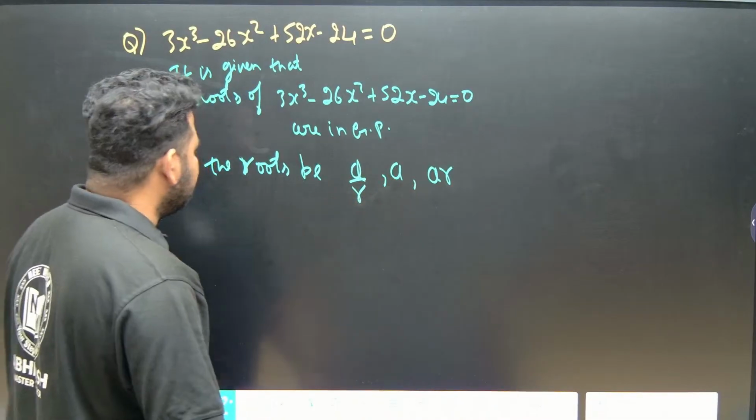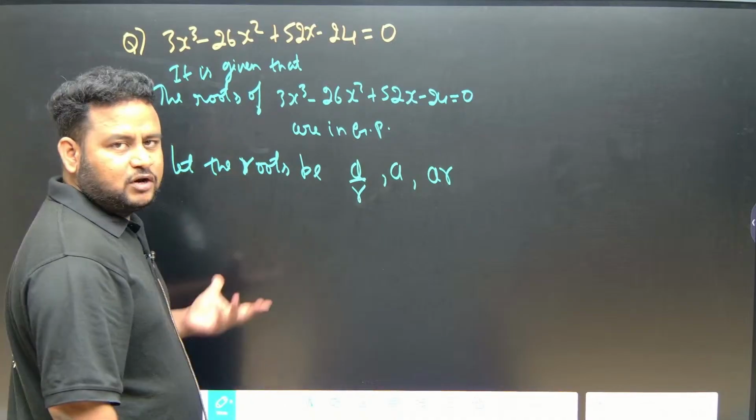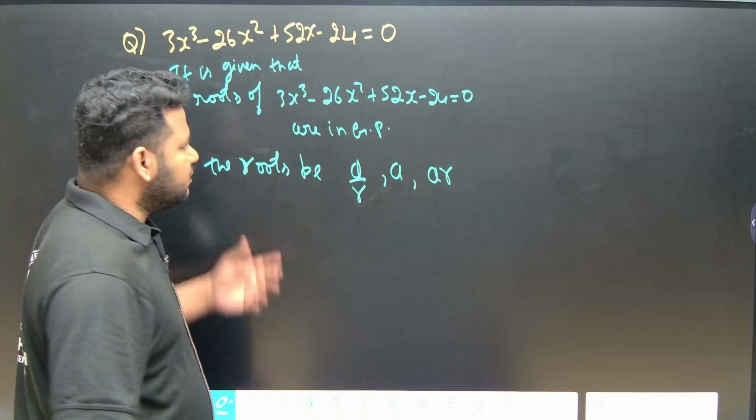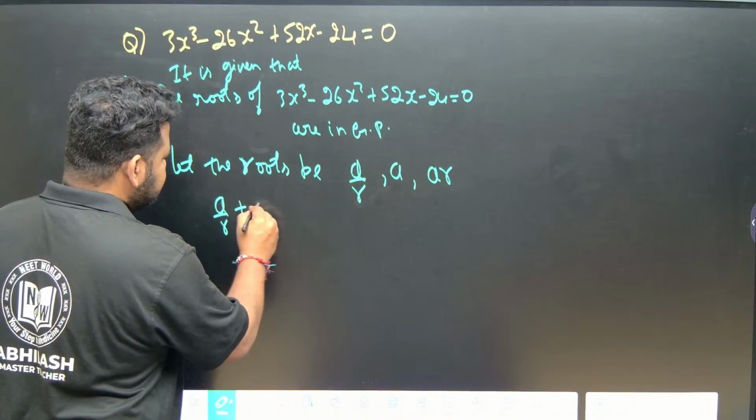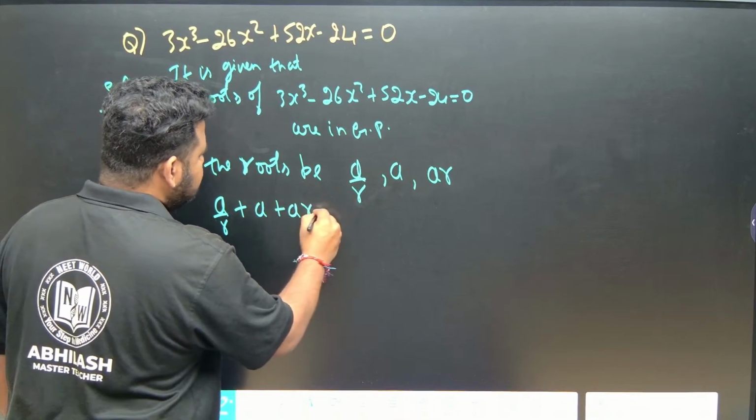Now what we will do? Like the polynomial concept, we will use the sum of the roots. The sum of the roots is A by R plus A plus AR is equal to what? Sum of the roots is what?